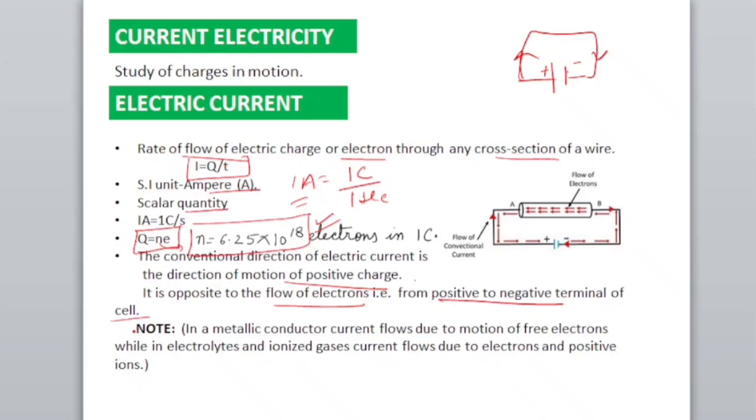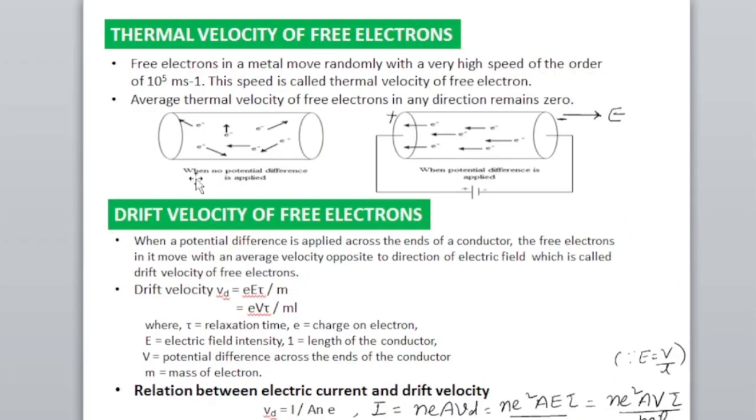You must note one thing here, that in a metallic conductor, current flows due to motion of free electrons because inside a conductor large number of free electrons are present. While in electrolytes and ionized gases, current flows due to electrons and positive ions, right? After this, next is, there are two types of velocity inside a conductor. One is thermal velocity of free electrons, another one is drift velocity of free electrons. Now what are these two?